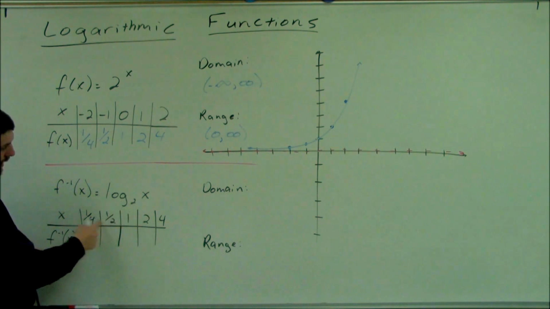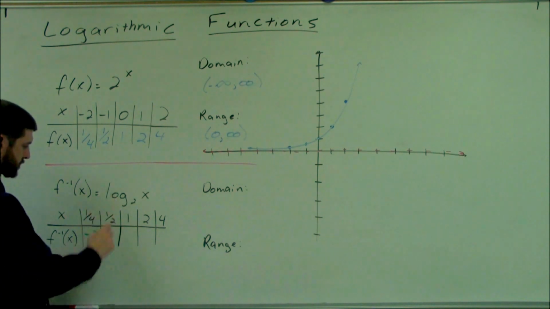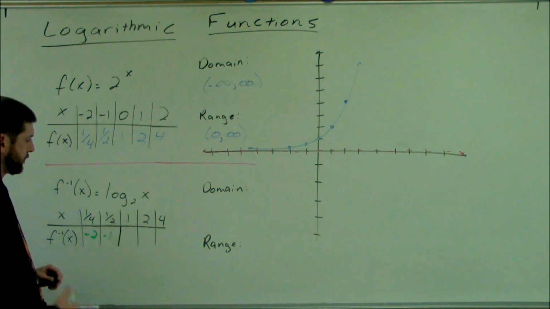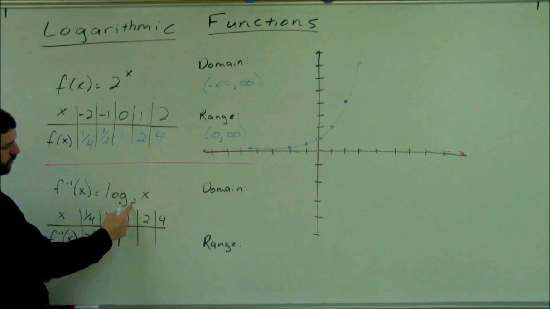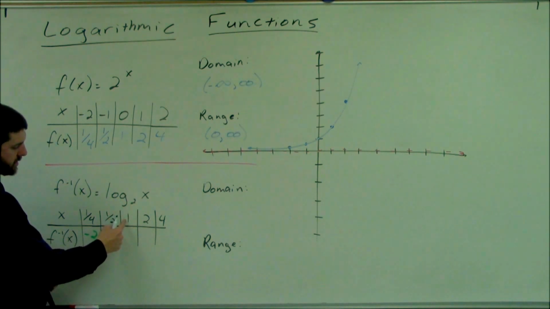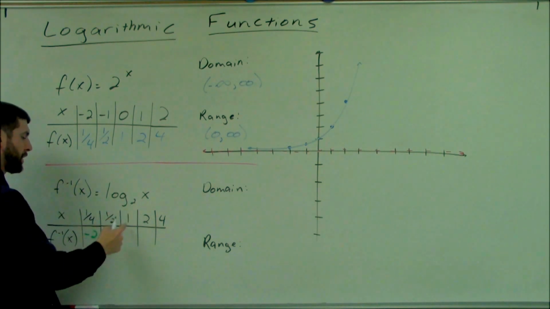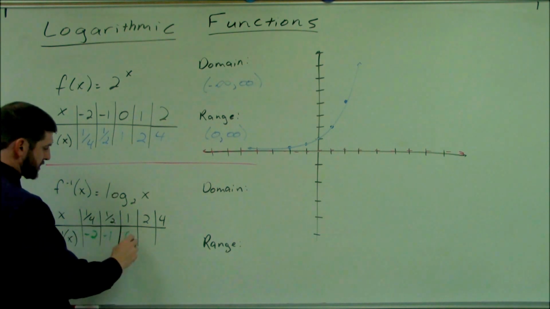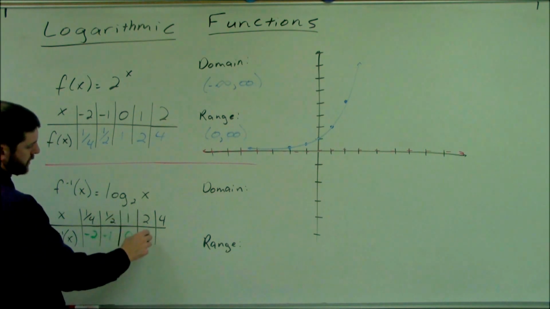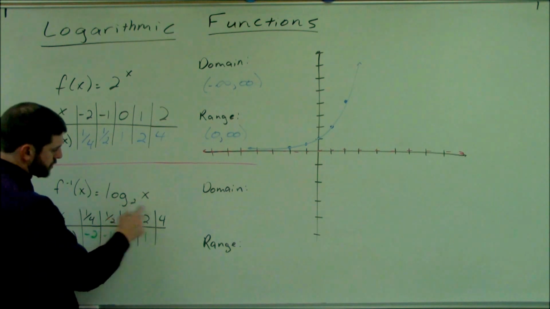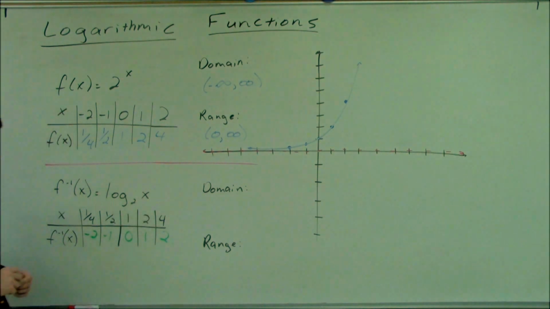2 raised to what power gives us 1/2? That's just reciprocal 1 time, so that's negative 1. 2 raised to what power gives us 1, which is 0. 2 to the first power gives us 2. 2 to the second power gives us 4.